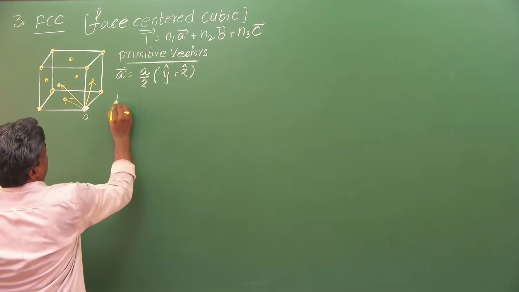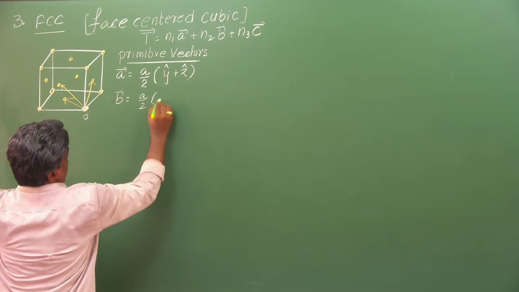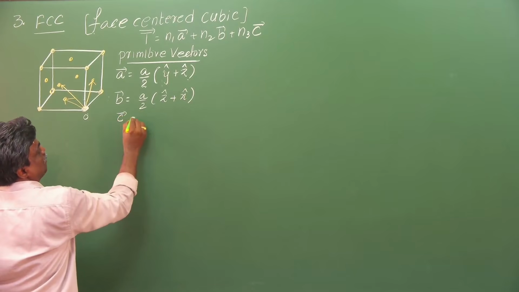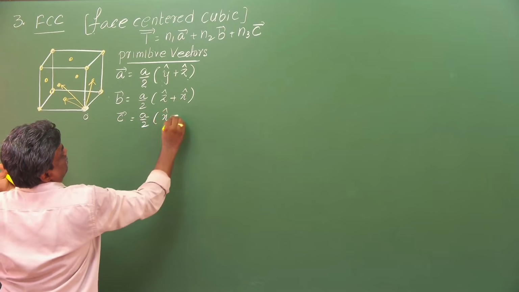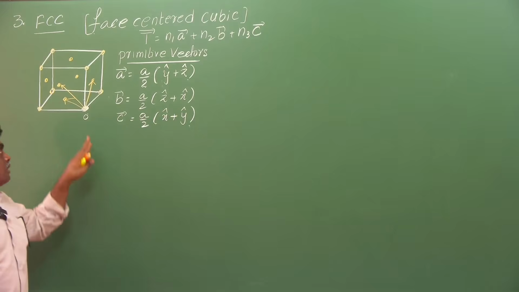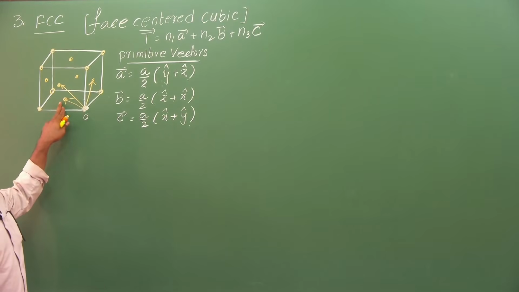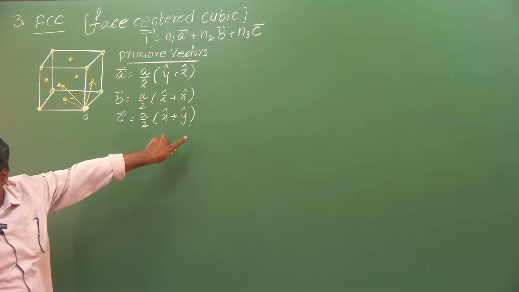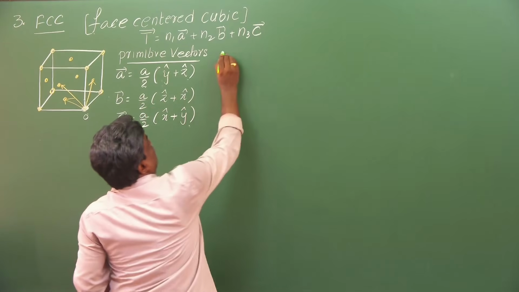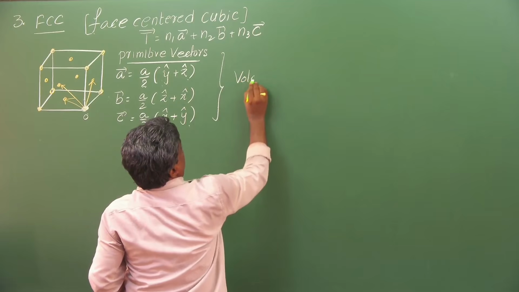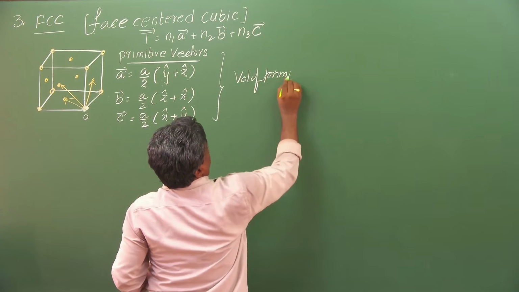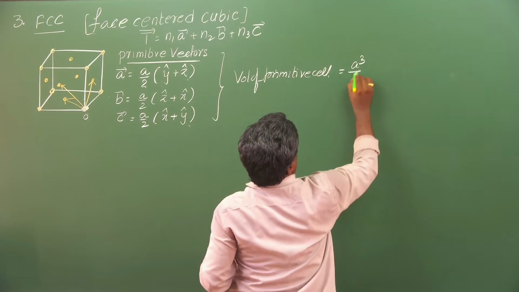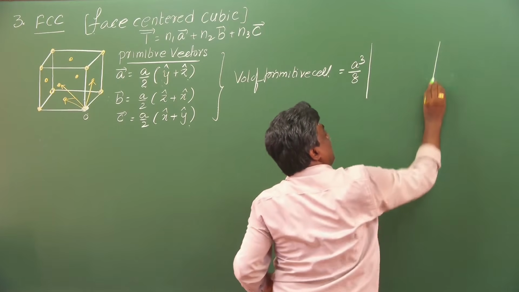Clear? Now b bar, come on, say. If you try then only you will get it, don't by heart. If you take the origin here, then one atom face center, face center, face center. That's why this is a yz plane, zx plane, xy plane. Clear? Good. After this, you know how to find the volume of primitive cell. Volume of a primitive cell, so that is a cube by 8 into, can you find this?